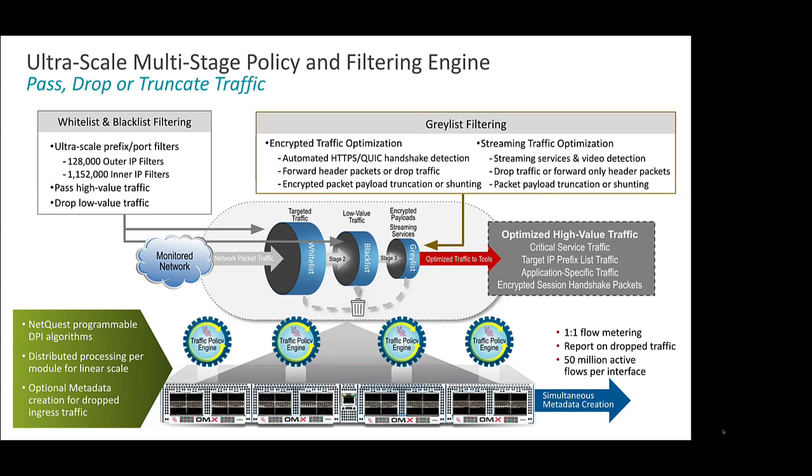Second stage is going to do what we call gray list filtering, and that's where we'll look at encrypted traffic and optimize that and deal with how do we hand encrypted traffic up to the Stamus probe to make it more efficient.